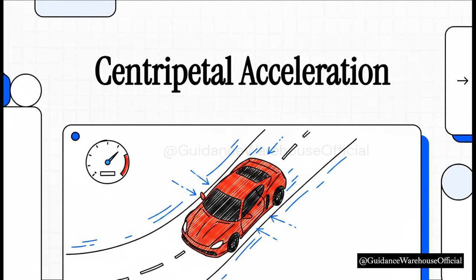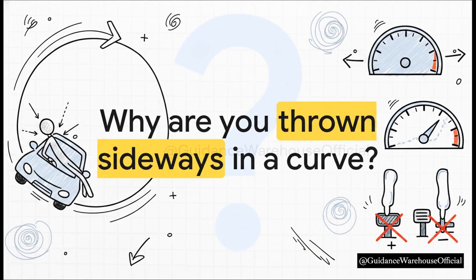Imagine whipping your car around a really sharp curve at a constant 50 kilometers per hour. Your speedometer is completely steady, yet you are literally being slammed sideways against the car door. So, why is that happening? What you're feeling right there actually represents a fundamental paradox in physics.